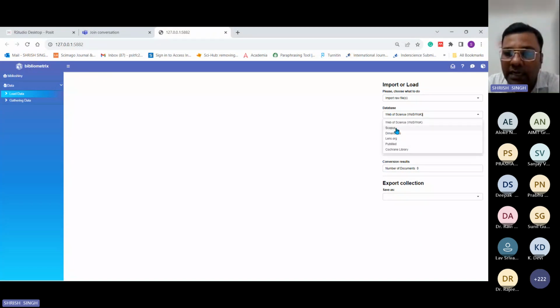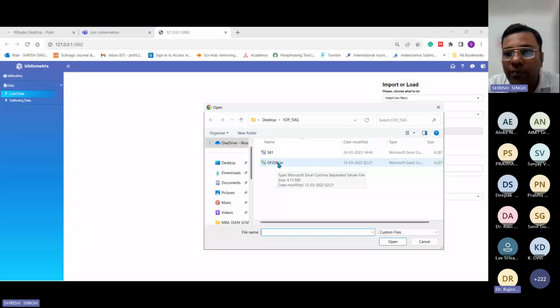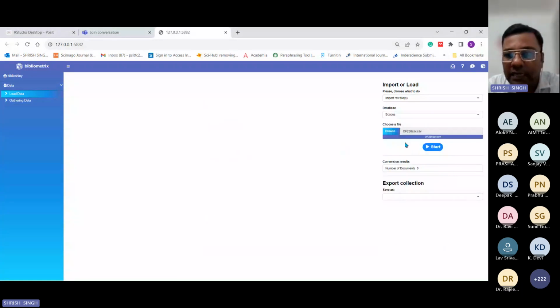My entire data is extracted from Scopus, so I'm going to select the Scopus database. After doing this much, you have to browse the data. Just click on the browse button. That will lead to one path, and here you can see that data is available. So I'm going to click on this data, OF258 CSV. After clicking this data, the data will be uploaded on BiblioShiny and the upload is complete, right?